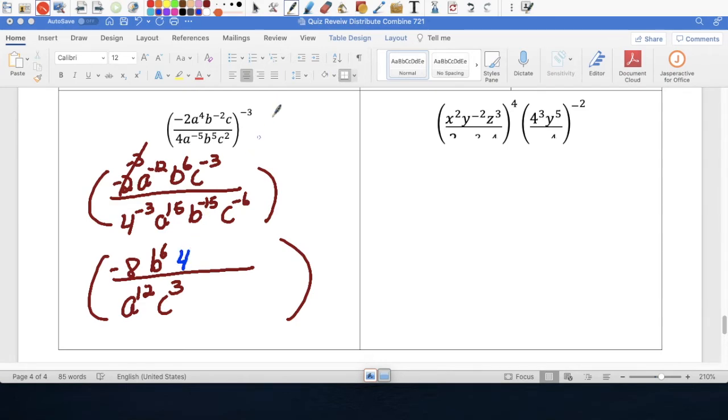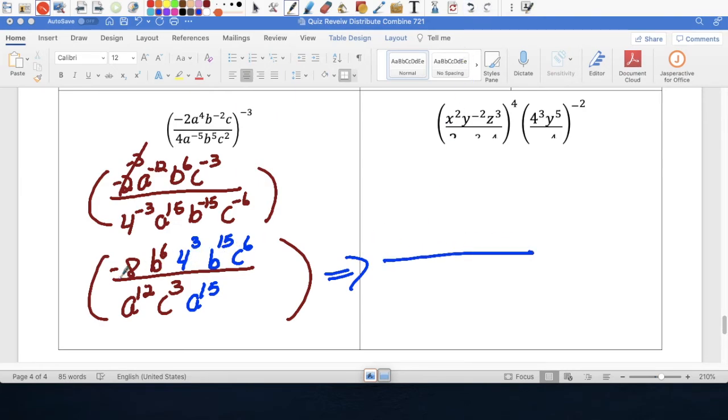Sorry, what I meant, I'm going to throw him upstairs first. A to the 15 is going to stay. B to the negative 15 is going to go up, so we change that to a positive exponent. C to the negative 6 goes up. Now, next up, let's see if I can clean this even better.